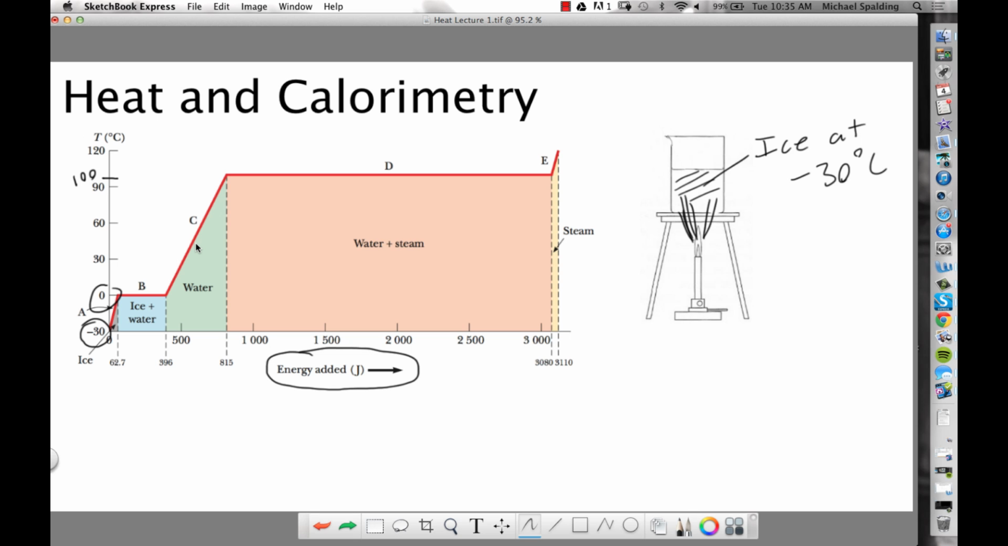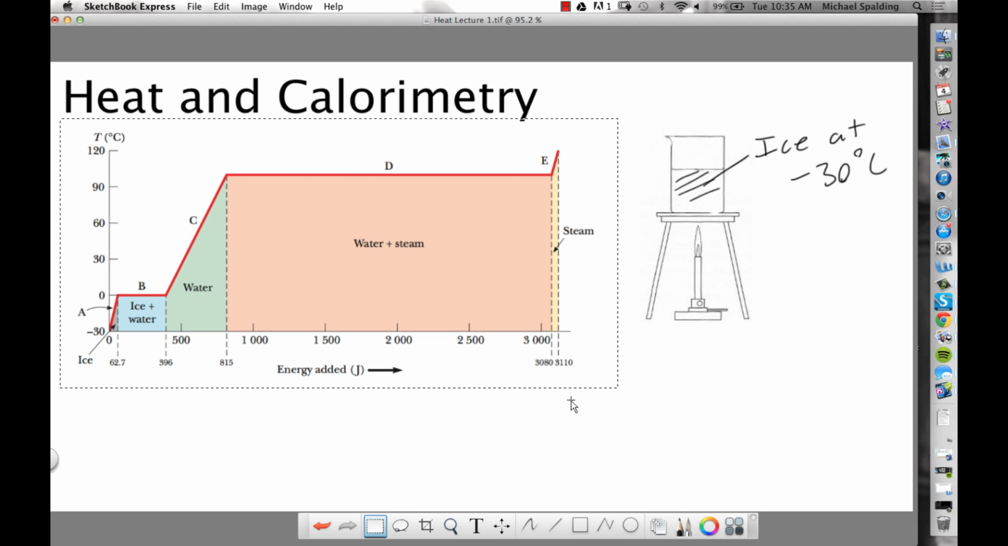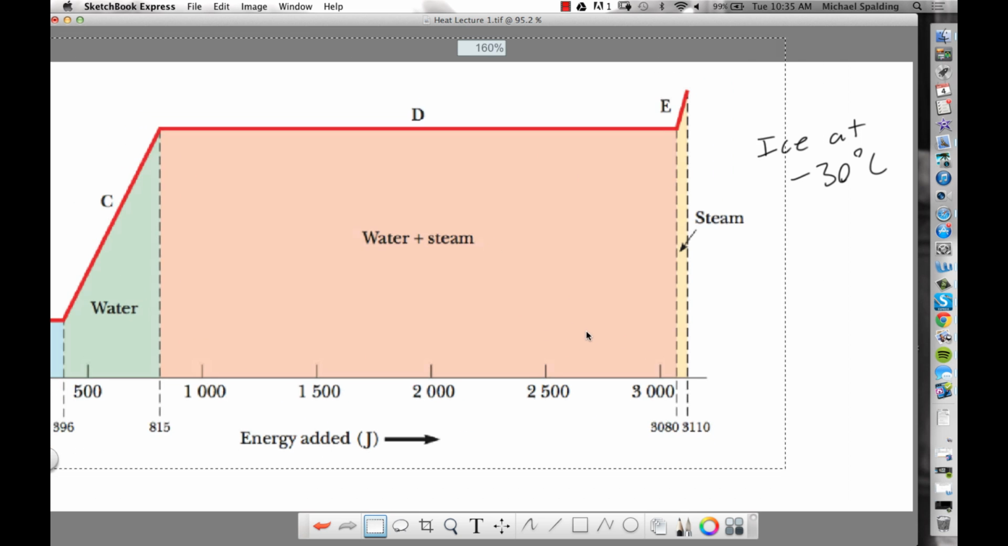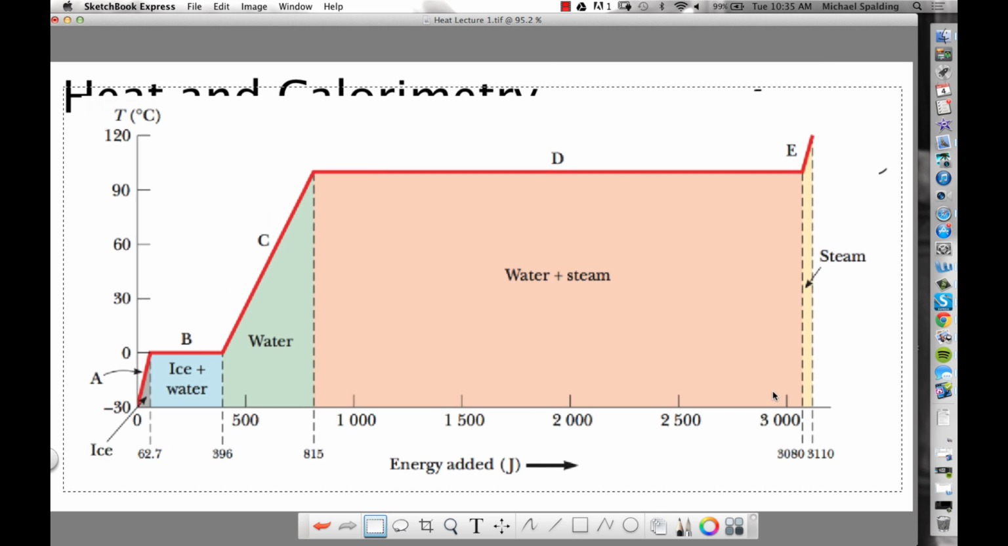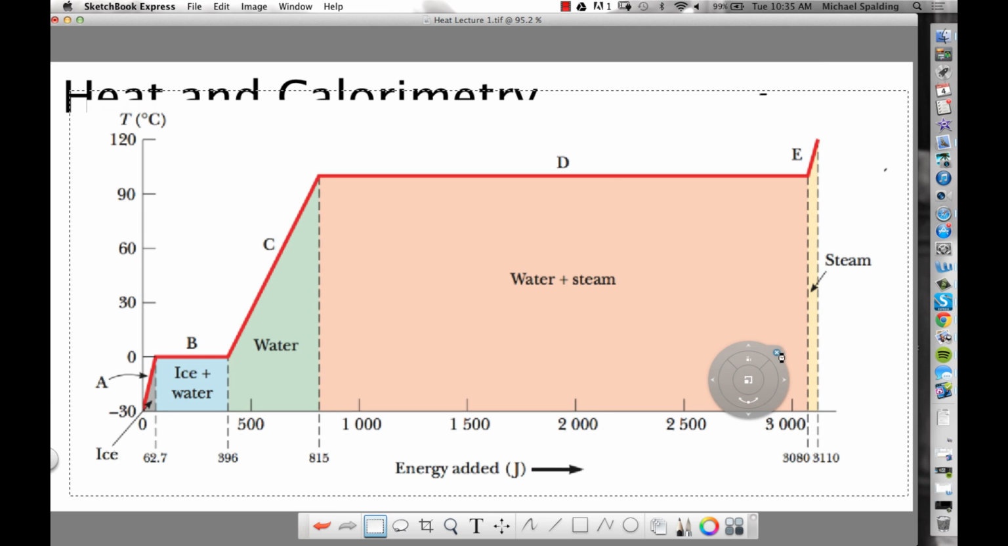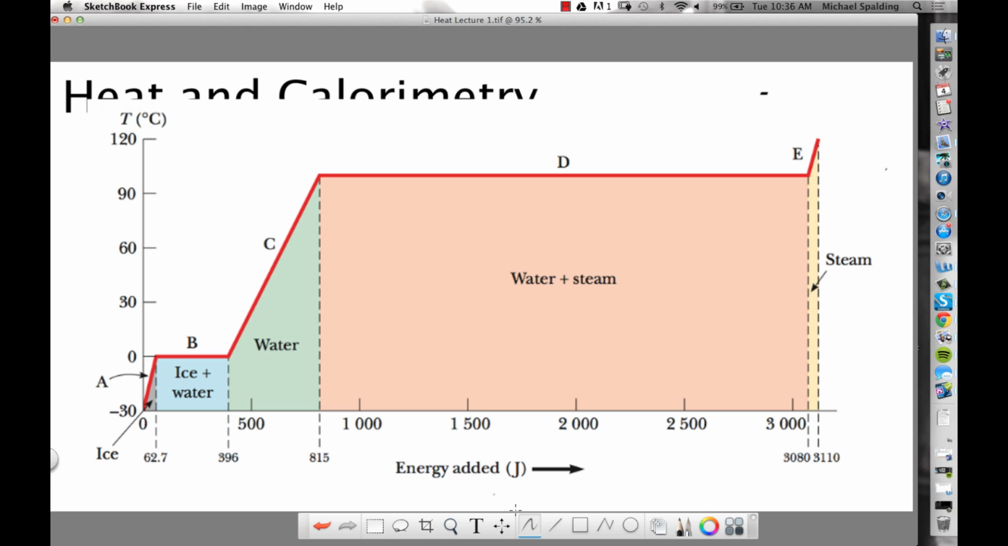Okay, so let me clean this up. Let's make this bigger. So we're looking at what happens to the temperature of a substance as heat is added. So we're going to make this nice and big. All right, so heat is being added.